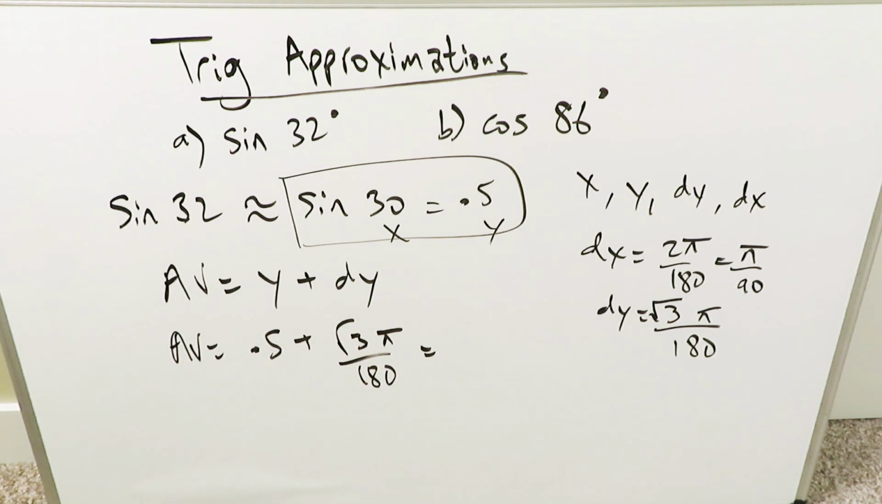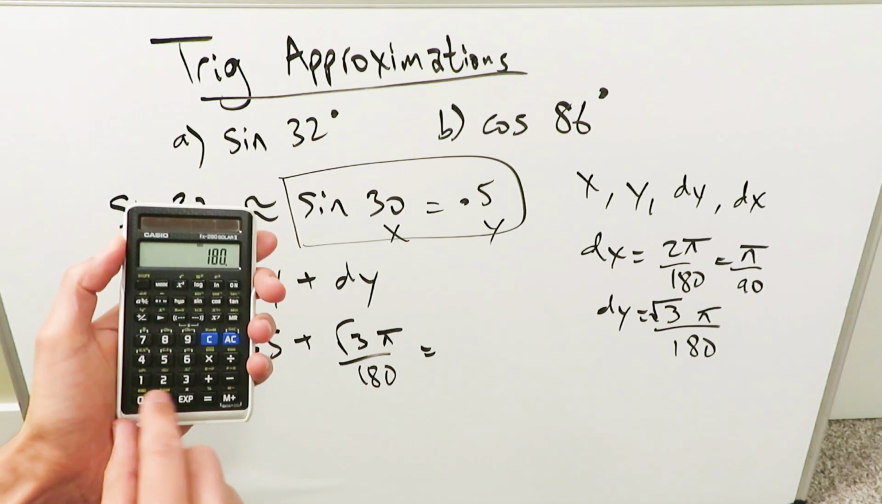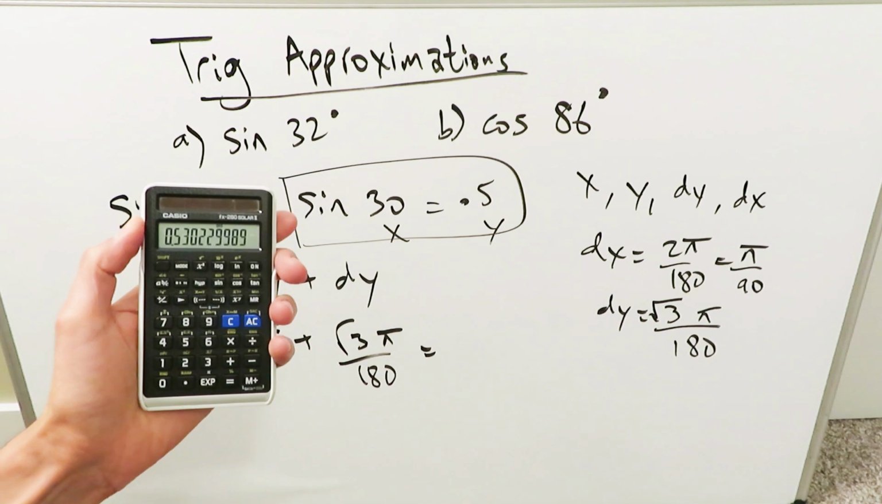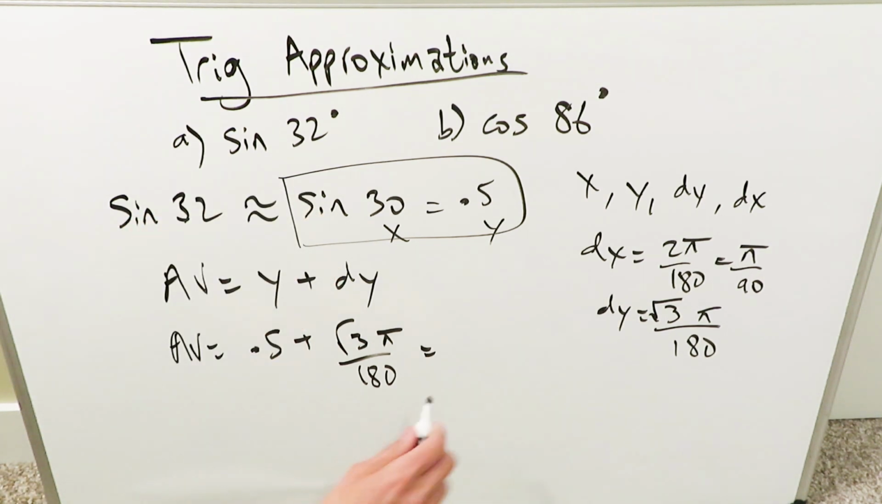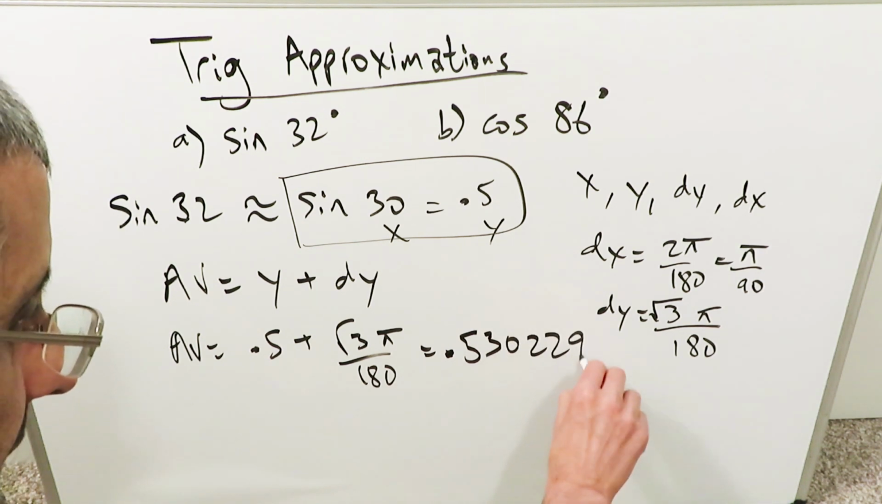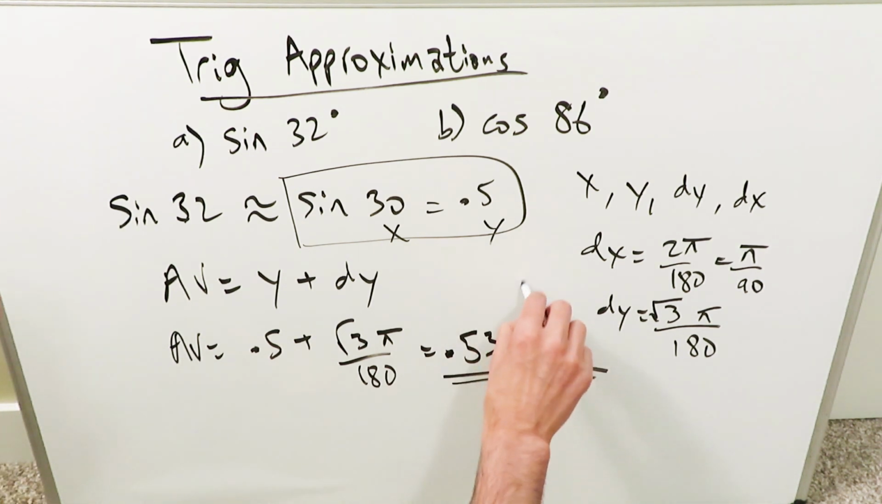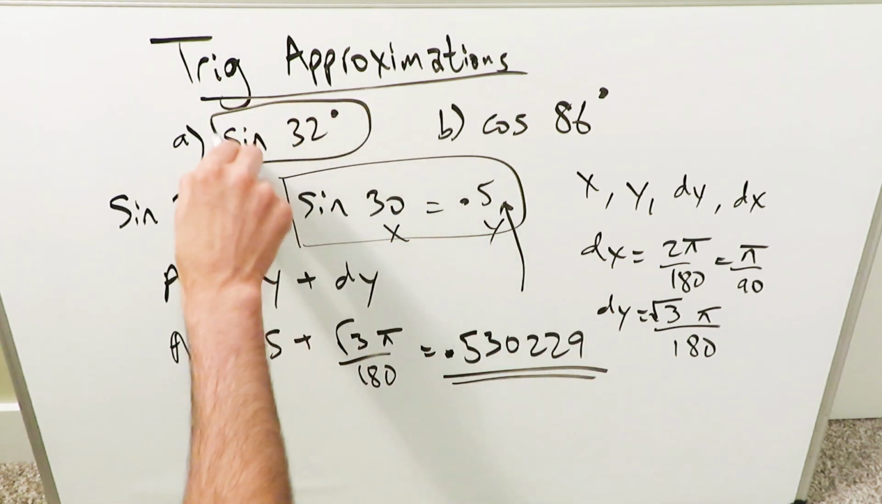Let's bring out our calculator. I'll do this part and I'll add 0.5. Root 3 times pi divided by 180 plus 0.5. I'm getting here 0.530229. Let's write it out. 0.530229. I do not need this value to be close to this value. No, I need this value to be close to the calculator value for this.